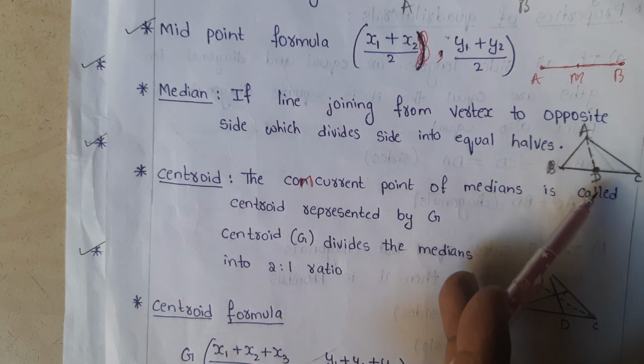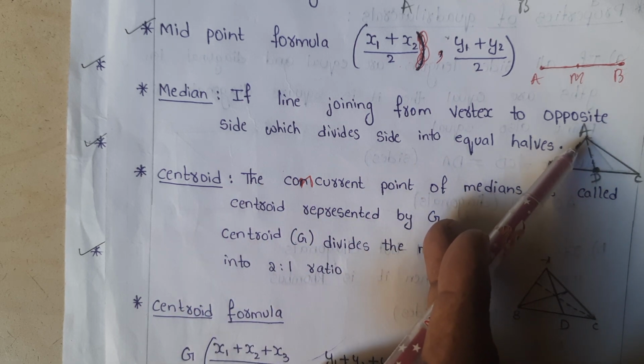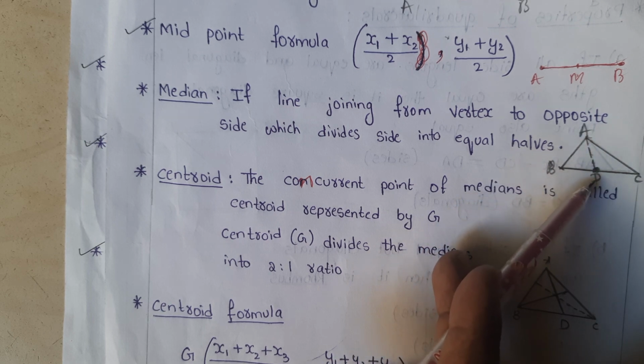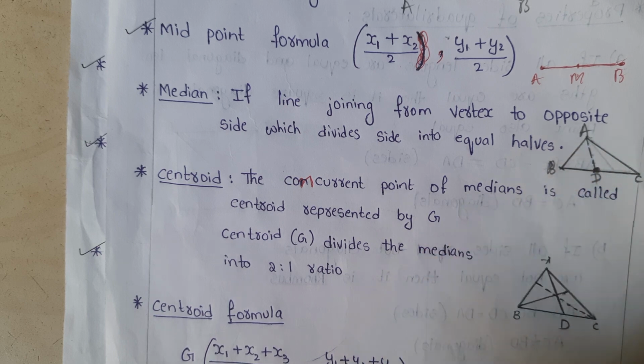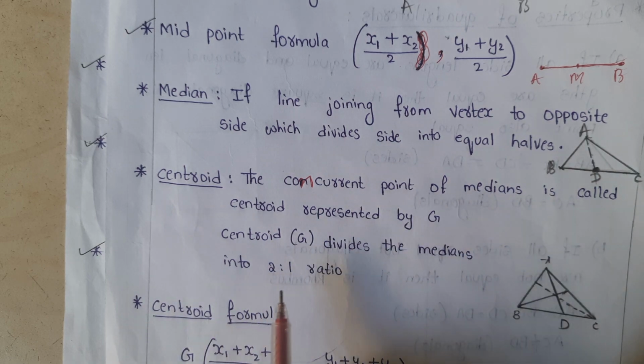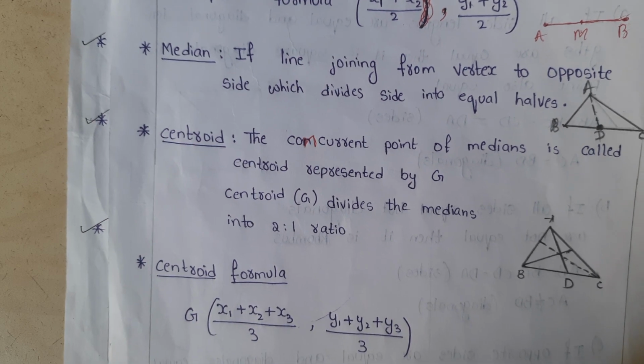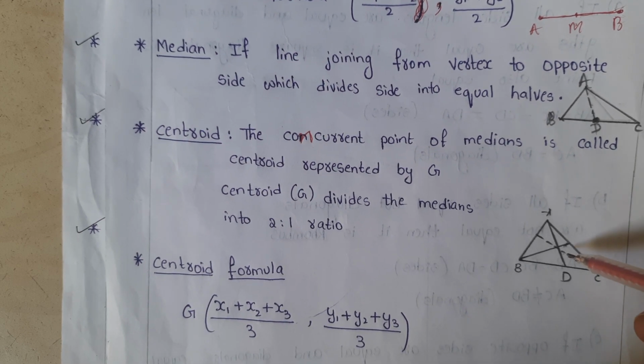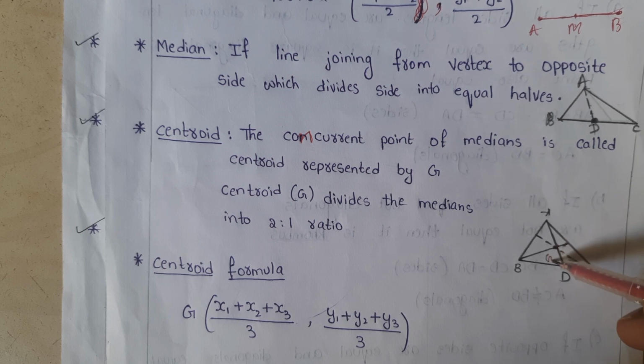This is a median. That means from a vertex to the opposite side, it divides BC at D into exactly equal halves. That is called a median. Like that, three medians will be present. Through B, it divides at one point, and through C, if you draw another line, it divides BA into equal halves. So centroid means the concurrent point of medians. The concurrent point of medians is called the centroid.